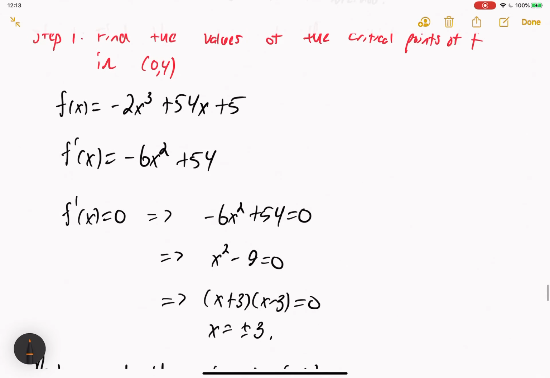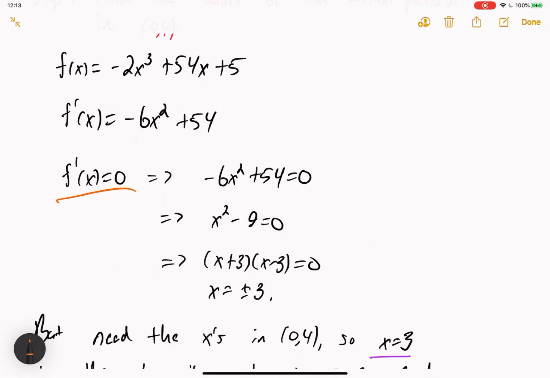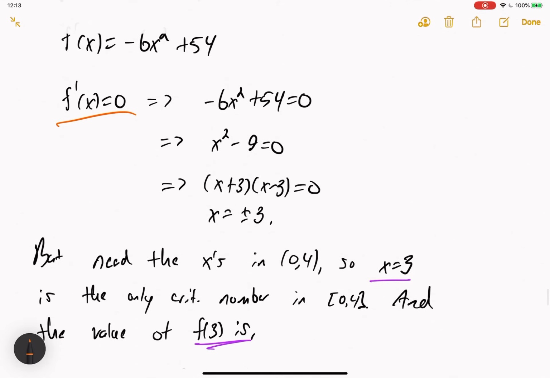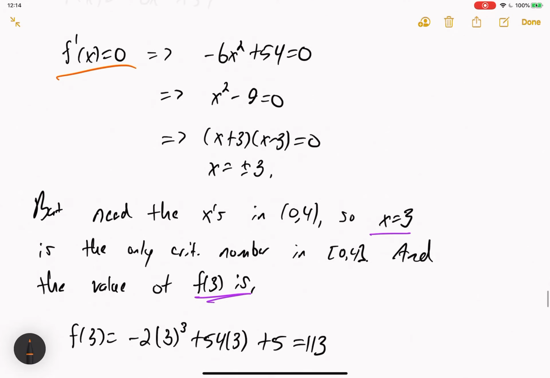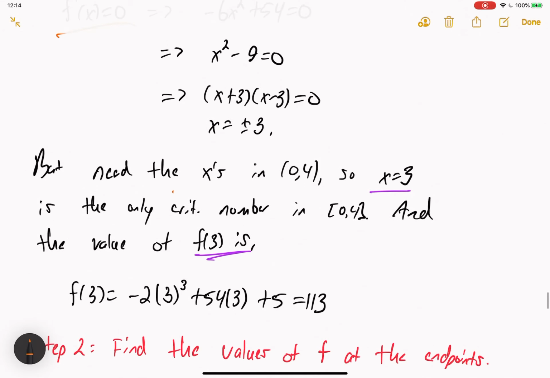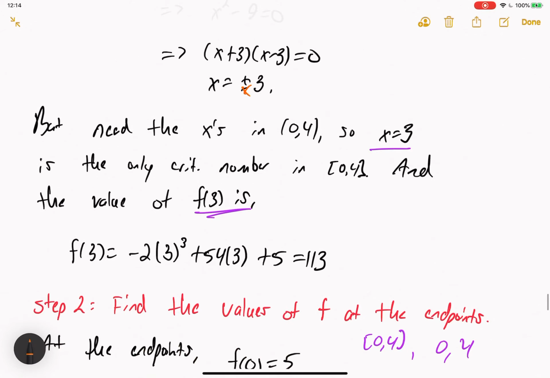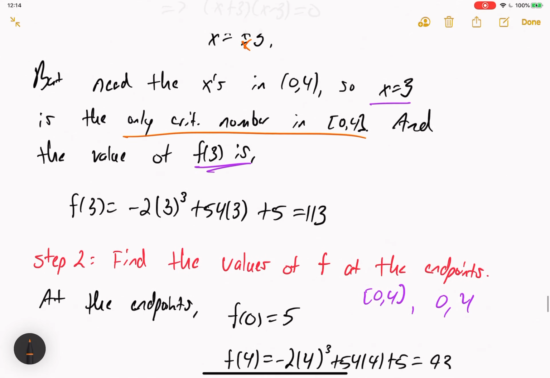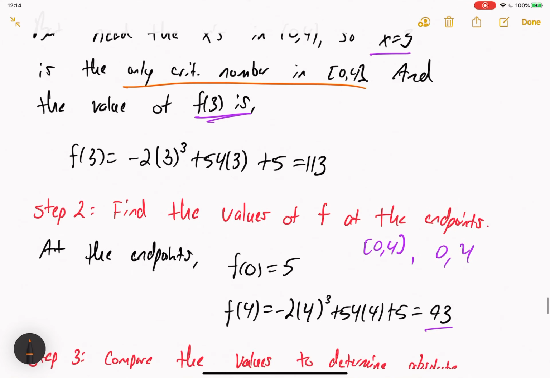So we take a derivative, we get f prime of x is equal to negative 6x squared plus 54. And then we need the critical number, so we set it equal to 0. We get negative 6x squared plus 54 equal to 0. Take out the negative 6, divide by it. We get x squared minus 9 equal to 0. So we get x plus 3 or x minus 3 is equal to 0. So x is equal to plus or minus 3. But we need the x's to be in (0, 4), so we can disregard the negative. So x is equal to 3 is going to be our only critical number in (0, 4), and the value of f of 3 is 113.